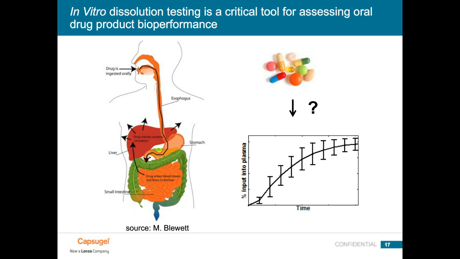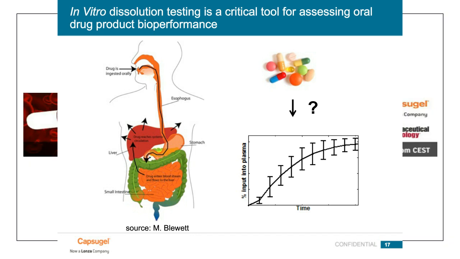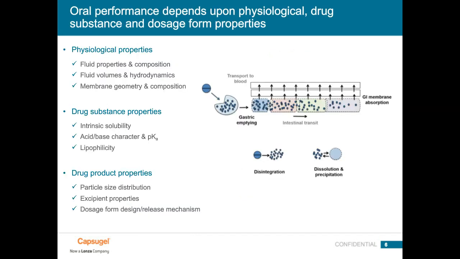And so what we really need to do is consider all of these physiological properties, things like what are the fluid properties, what is the pKa and the presence of micelles, biosalt micelles in the fluid, what are the volumes and hydrodynamics of those fluids, as well as what does the permeability look like. And we need to combine that with many of the drug substance properties, its solubility, its pKa, its lipophilicity, along with many other drug substance properties, and then the properties of our actual drug product.